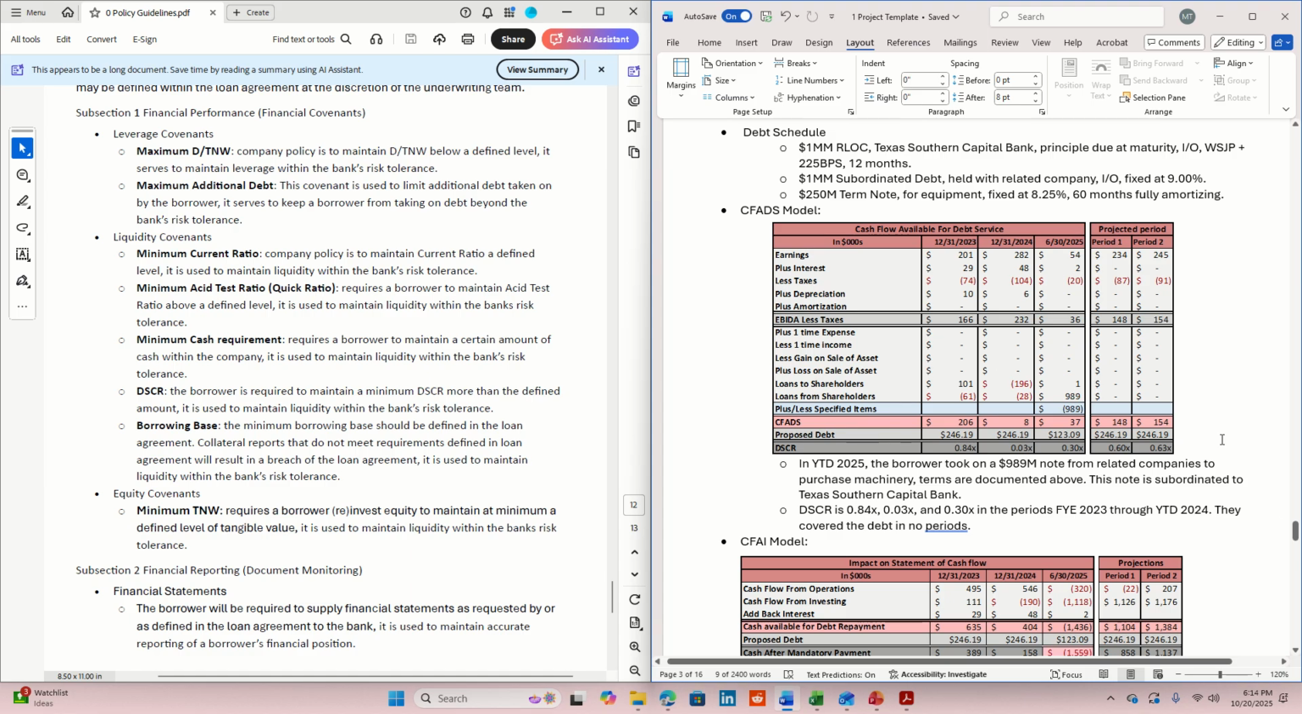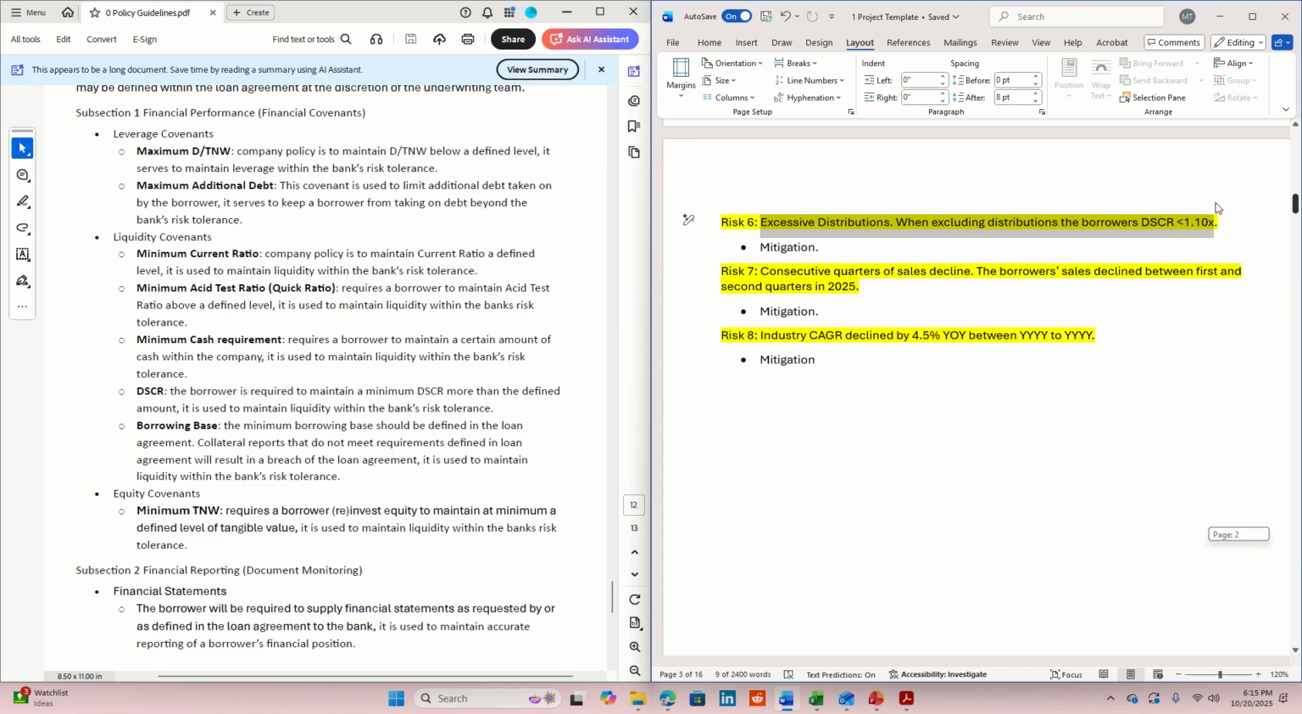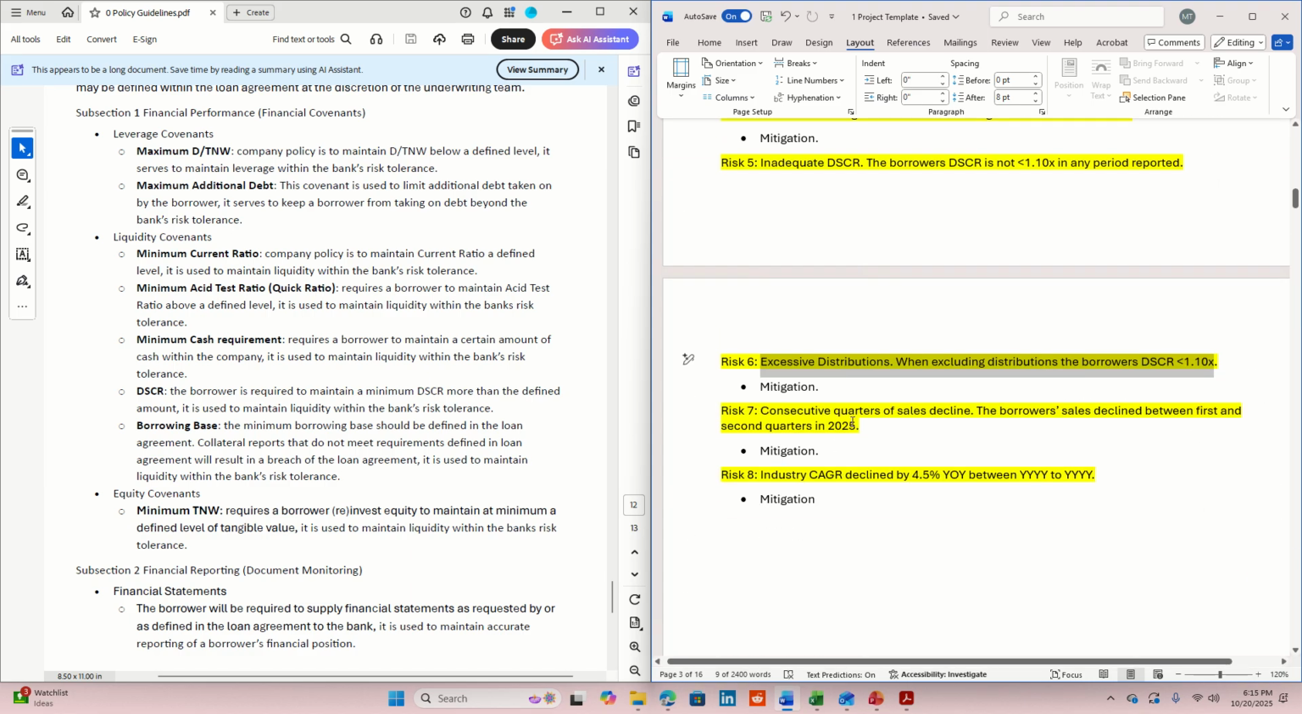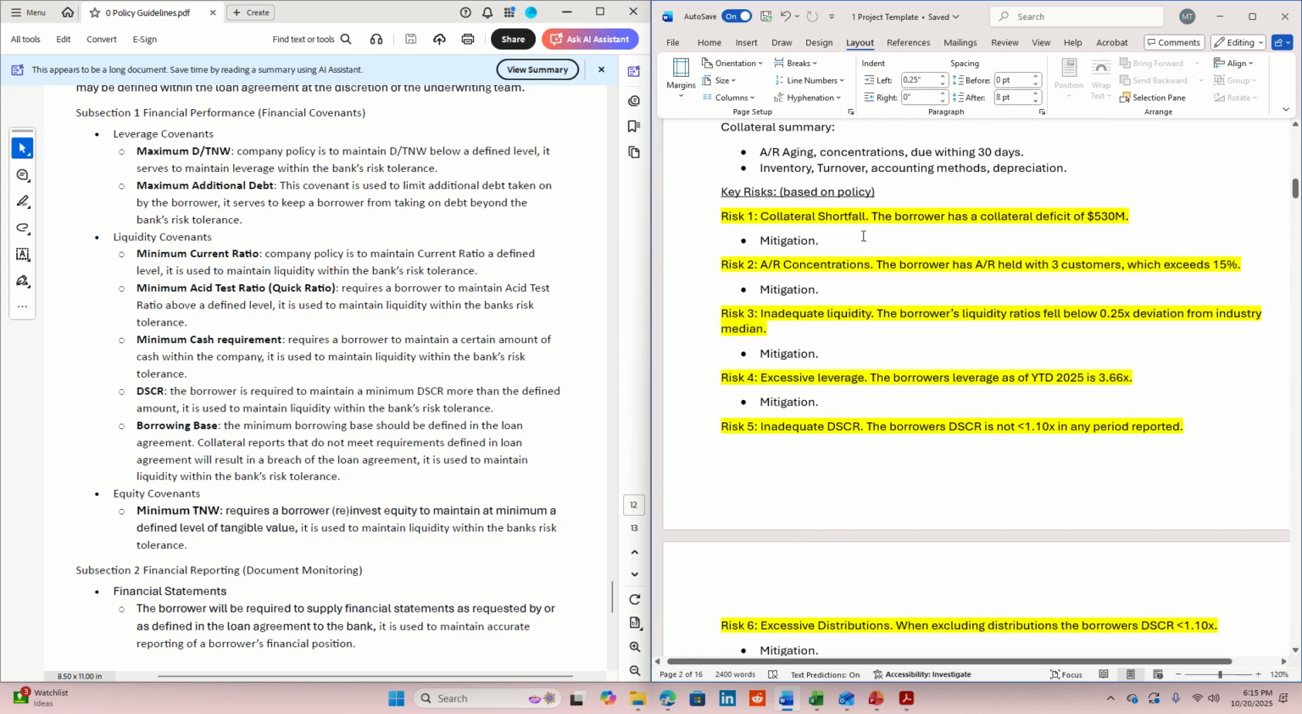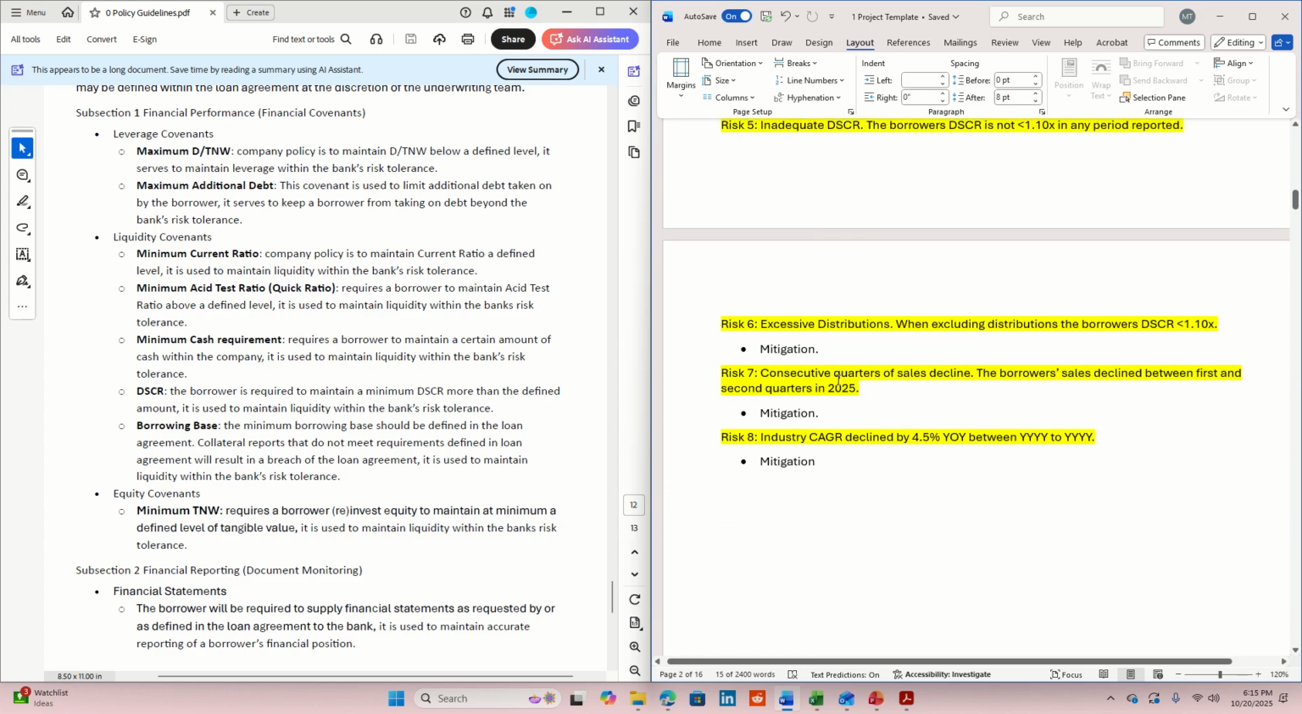What else did they mess up? Consecutive quarters of sales decline. The borrower sales declined between first and second quarters in 2025. Okay, and then what else? Okay, and then AR. Okay.